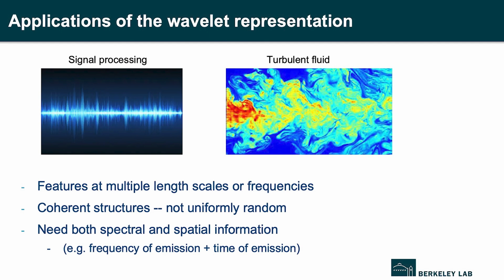Additionally, it's believed that in turbulent dynamics, wavelets might be very efficient in representing these structures. This is because in turbulence, we have very fine scale features, and these features get more and more fine scale over time. Once they're superposed with each other, they can form large scale coherent structures like vortices. In both cases, we need spectral and spatial information, and that's what wavelets can provide.